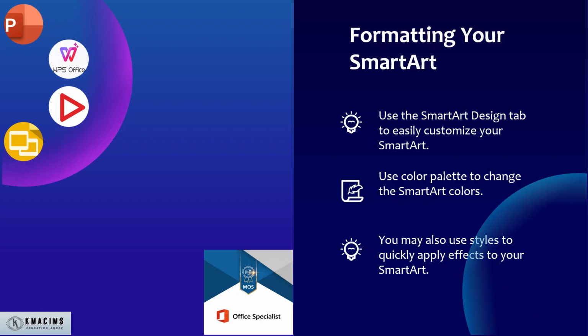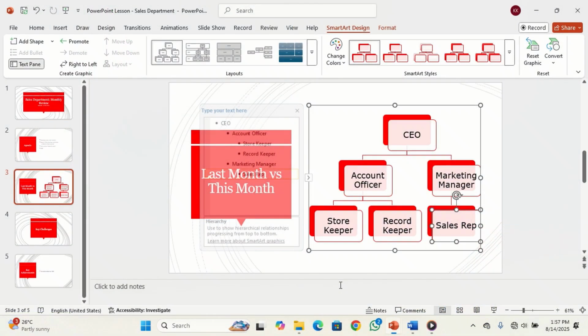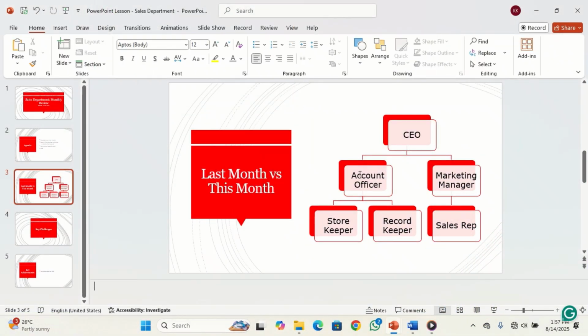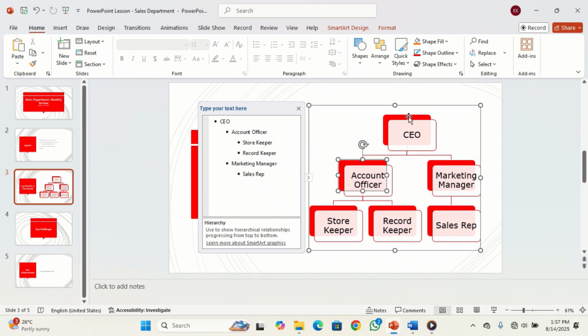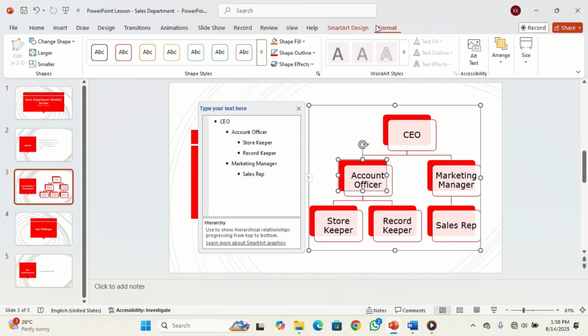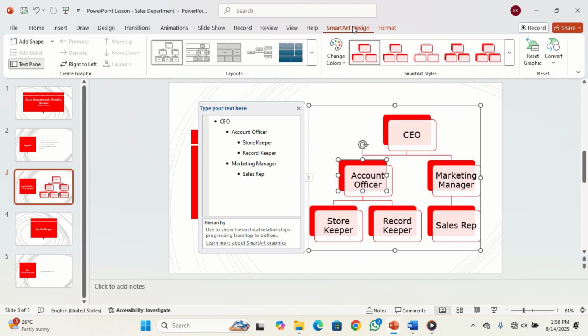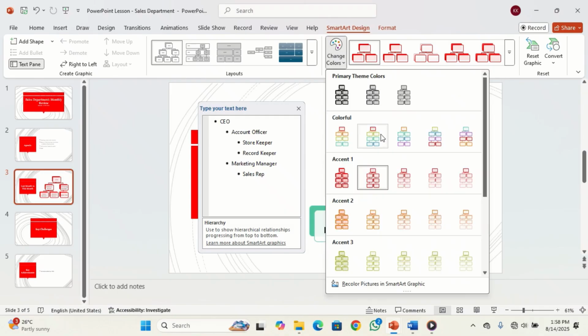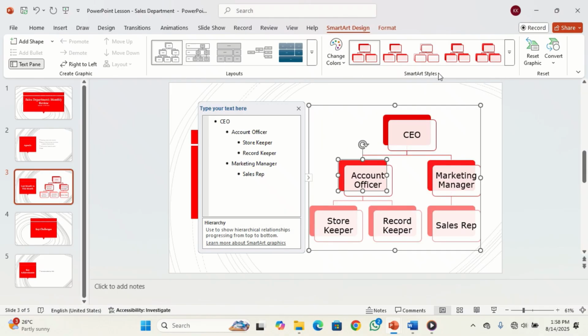Formatting your SmartArt. Once your SmartArt is created, you'll see two new tabs appear on the ribbon, SmartArt Design and Format. The SmartArt Design tab is where the real magic happens. Here you can change colors, instantly apply a palette that matches your presentation's theme, and change SmartArt styles, giving your diagram a professional finish with 3D effects, beveled edges, and more, all with a single click.